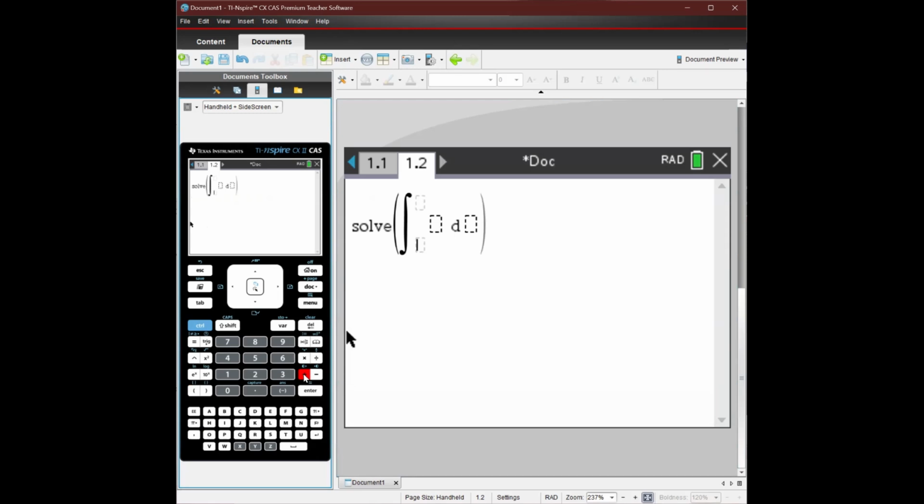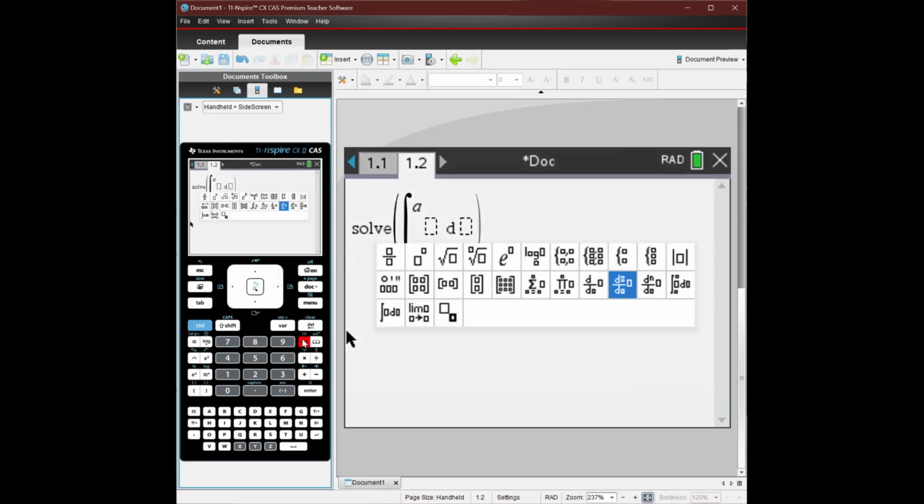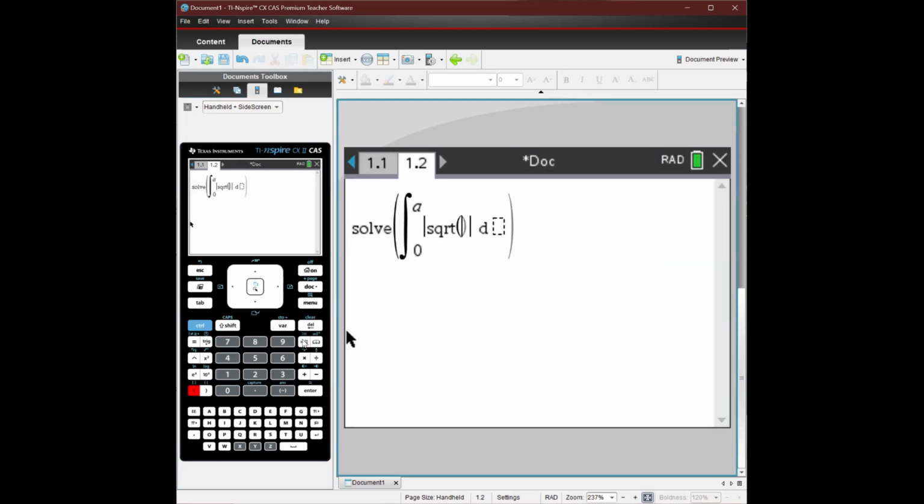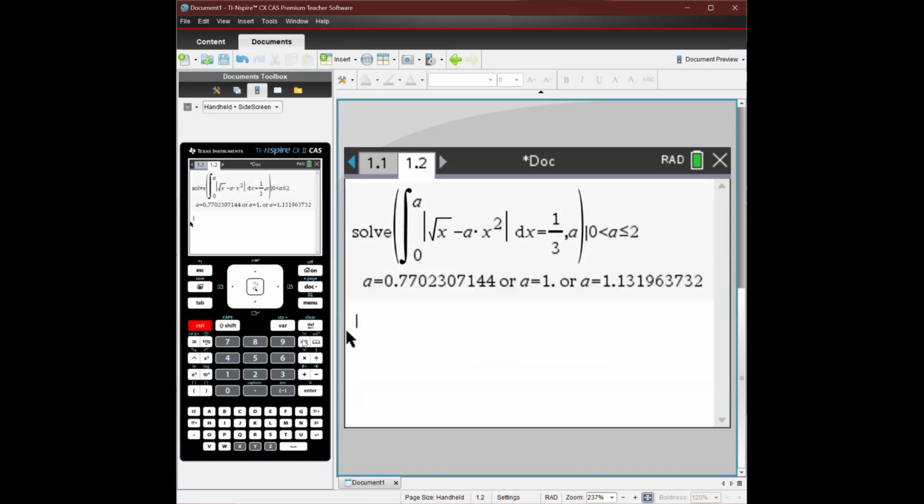irrespective of whichever case, you might just want to go for 0 to a and put an absolute value here. The integral of the absolute value of square root of x minus a times x squared dx equals 1/3, where 0 < a ≤ 2. This will directly give you all 3 values without any specific discussion into the case, because we don't know if the intersection is outside x equals 1 or inside x equals 1. And we can just ignore whichever is above or below. Just make an absolute value between 2 curves, irrespective of 2 curves intersecting or not.